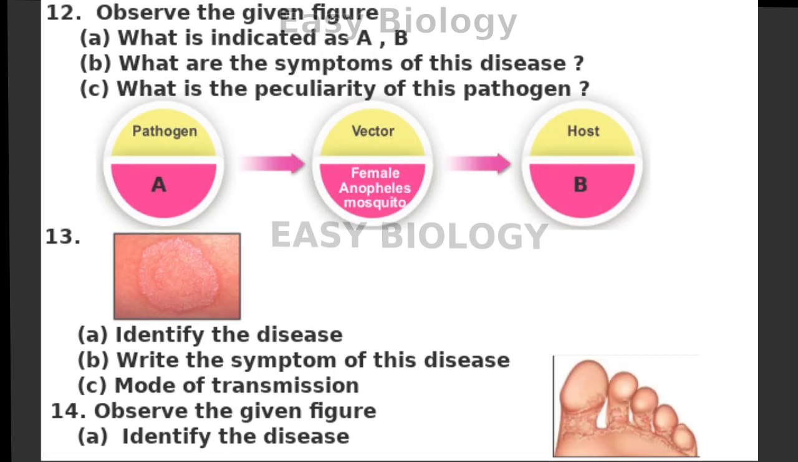Question number 12. Observe the given figure. A. What is indicated as A and B? A is the pathogen. Answer: Plasmodium. B is host. Answer: human. A, pathogen Plasmodium, and B, host human.